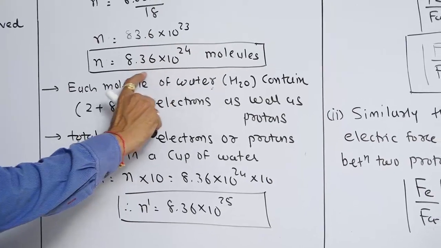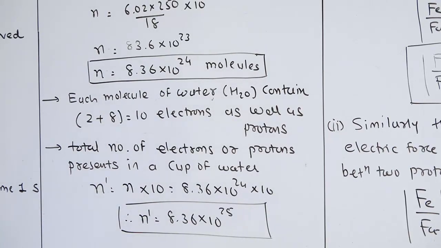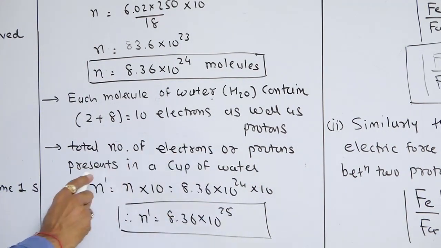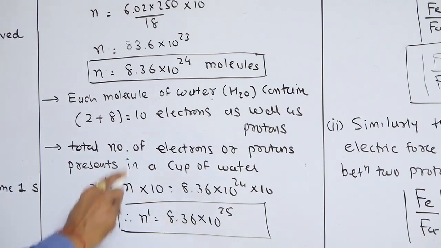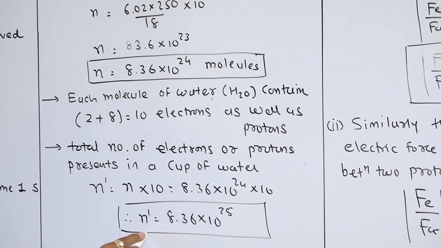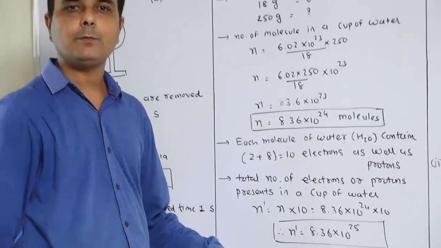Now, each molecule has 10 electrons and 10 protons. For this many molecules, the number of electrons and protons is n dash. Multiply them, so the total number of electrons and protons present in a cup of water is given by n dash is equal to n into 10, where n is equal to 8.36 into 10 raised to 24, multiplied by 10. So n dash is equal to 8.36 into 10 raised to 25. This is the number of electrons and the number of protons.